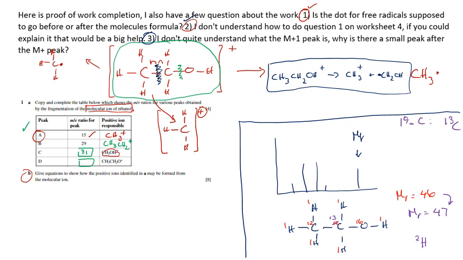So that's why, the fact that you've got a reasonable proportion of carbon-13 atoms out there, where one of the carbons is a carbon-13, makes the n+1 peak. So hopefully that's explained the question.